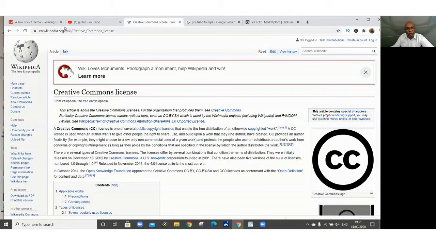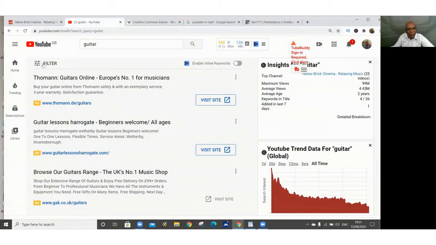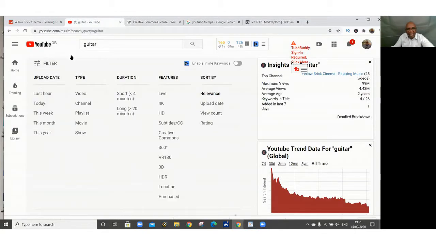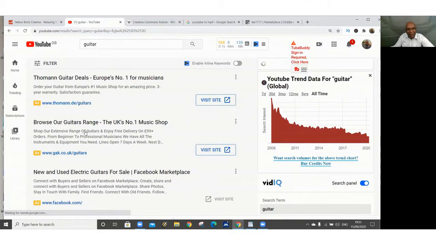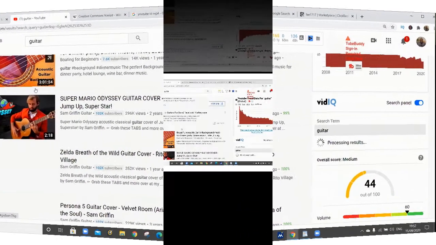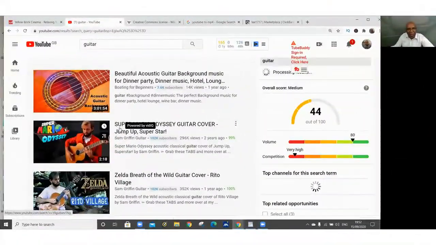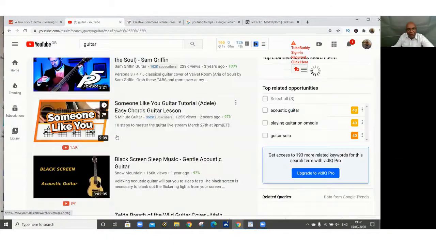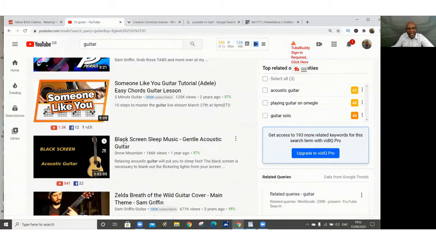So YouTube has got that in place, right? So if you go to filter, you click filter and then under features, you see where it says Creative Commons right there. You click it, right? And then whatever results now which you see are under Creative Commons. So it means any of these videos that we see now, they are under Creative Commons.